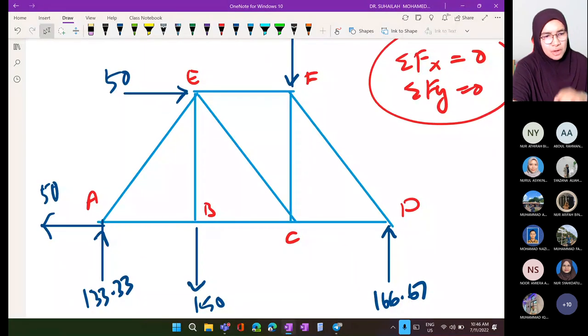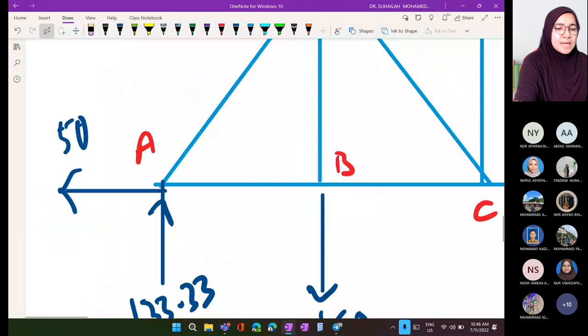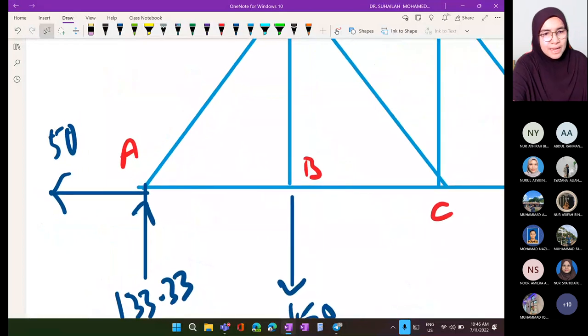So we just straight away look at this diagram, joint by joint. We start at A, for example. We can also start at D. We can choose any joint which has one unknown, then we can start. For a triangular truss like this, at A or D we have one unknown. So we need to balance in Y, 133.33. We need to balance that one.